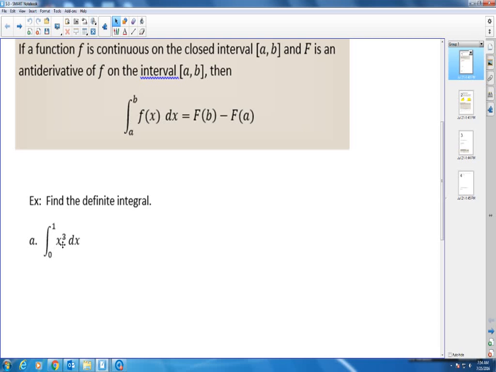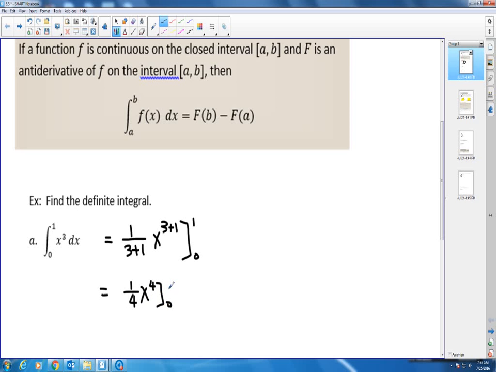Alright, so let's find the integral of x to the third. If I use the power rule, that would be 1 over the exponent plus 1 in the denominator as a coefficient times x to the 3 plus 1. I don't need the plus c, because when I do my evaluation, f of b minus f of a, the c will cancel out. And I'm going to evaluate it from 0 to 1. So this is basically 1/4 x to the 4th power evaluated from 0 to 1.